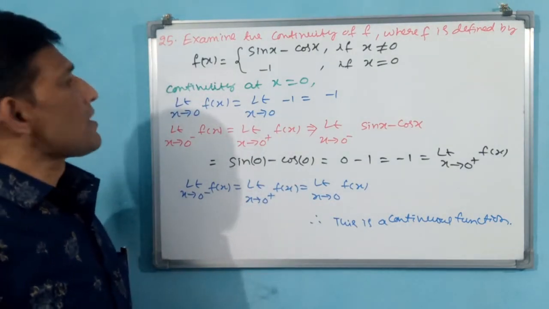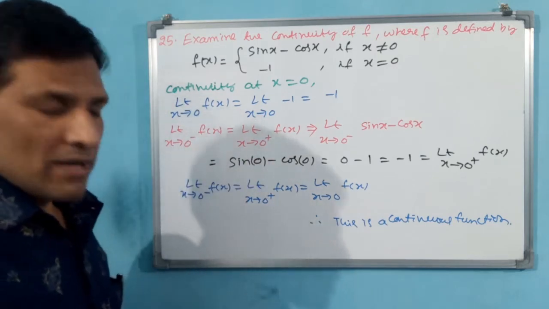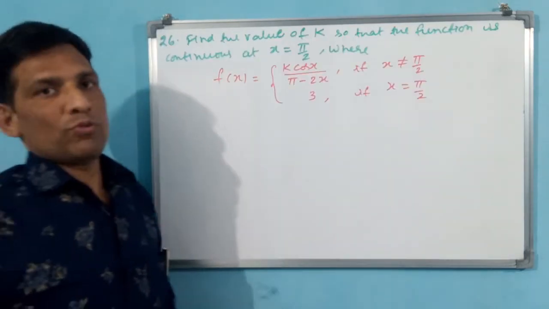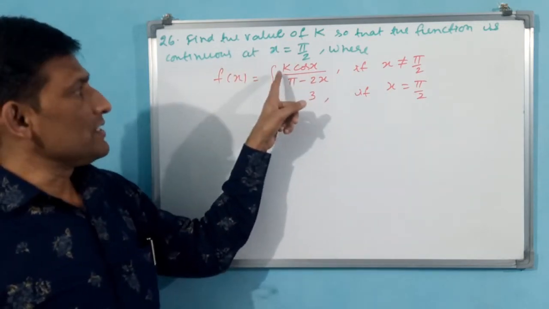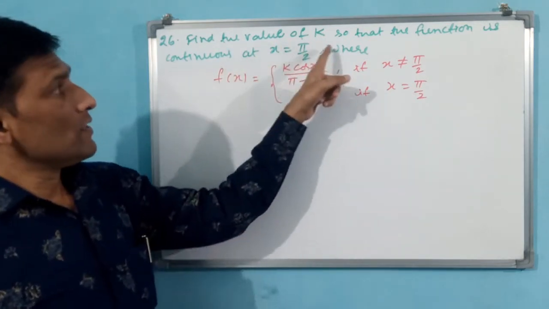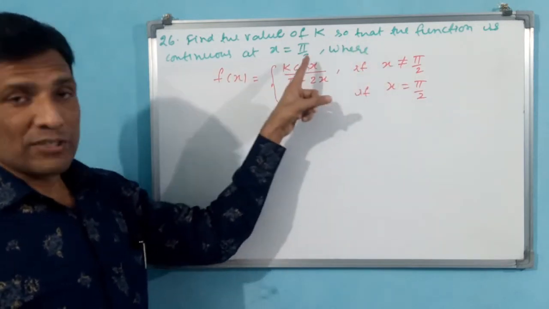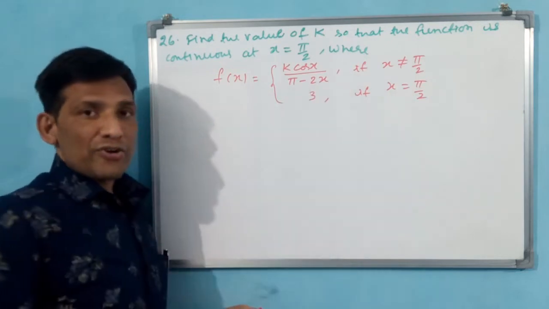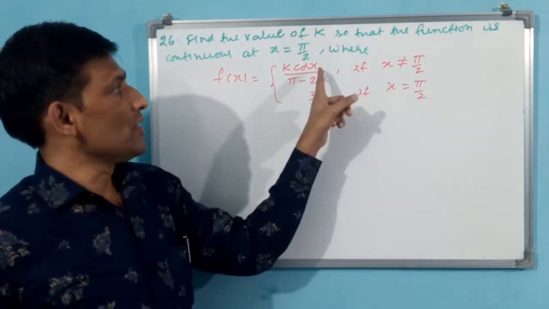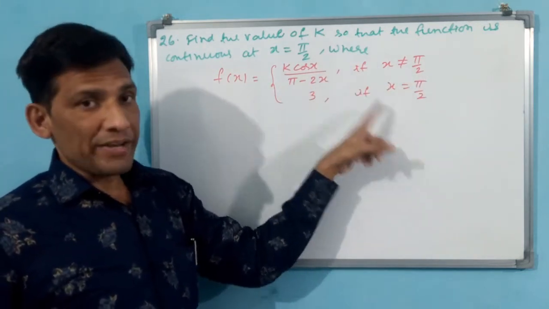Okay. Let us go for the 26th question. See the 26th question. What they have given. Find the value of k. See, the k value you have to find, so that the function is continuous at x equal to pi by 2. See here they themselves are telling that the function is continuous at x equal to pi by 2. That means see, this equation both are equal.